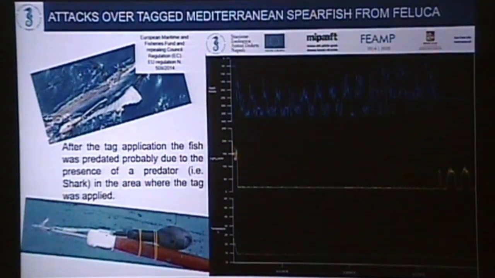So we probably came to the conclusion that this unusual behavior is because the tag was inside the stomach of a shark or a large species. The best conclusion at the moment is that the fish where we applied the tag may have attracted one of the shark species present in this area, and the shark had dinner or lunch during the day. But we are still working on the best conclusion at the moment.